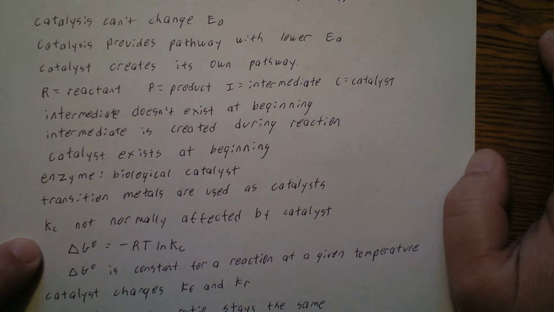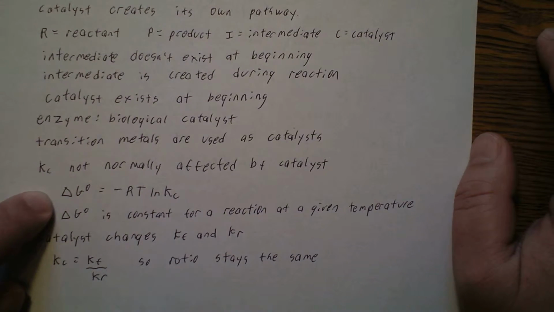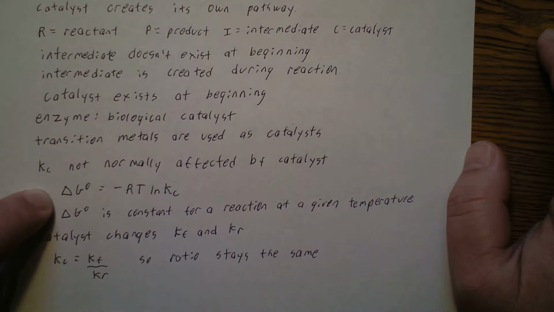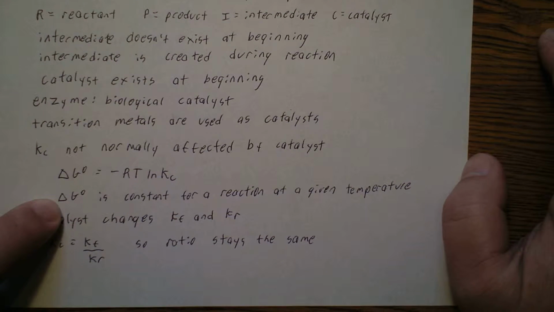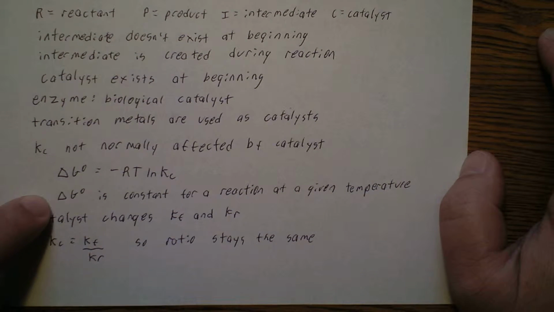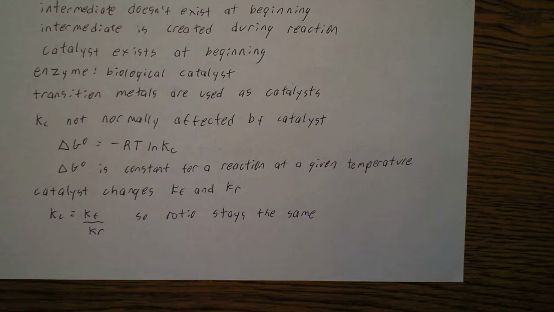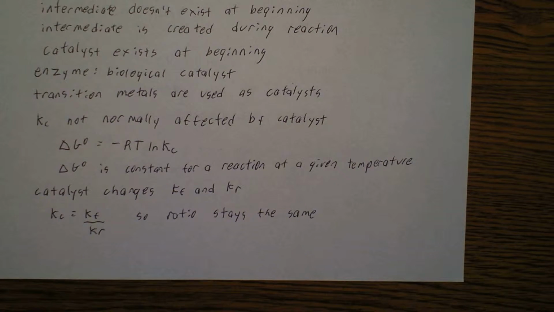So Kc is not normally affected by the catalyst, because the standard change in Gibbs free energy is equal to minus RT times the natural log of Kc. Now the standard Gibbs free energy change is constant for a reaction at a given temperature. What the catalyst does is change the forward rate constant and the reverse rate constant. Kc is equal to Kf over Kr, but it changes both of those so the ratio stays the same.